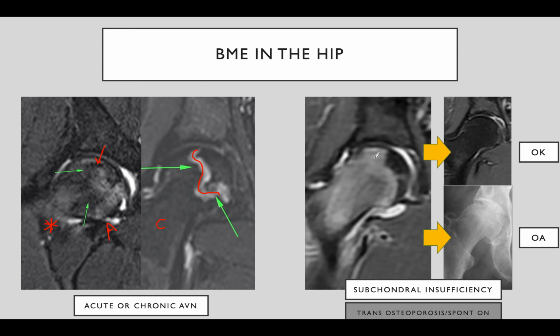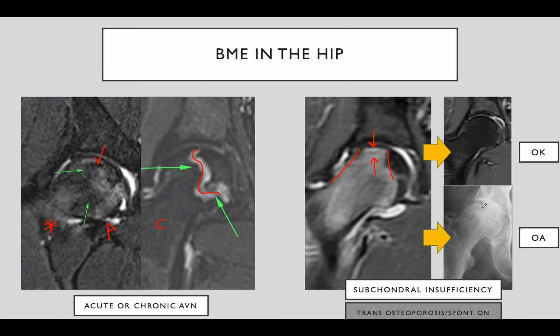The other common finding that we will see in patients with bone marrow edema is you will notice that the bone marrow edema almost radiates from this central point over here. And when you look carefully at this area, you'll see a low signal band, which is essentially what we call a subchondral insufficiency fracture. Now, this is an entity that was previously known as transient osteoporosis or spontaneous osteonecrosis.